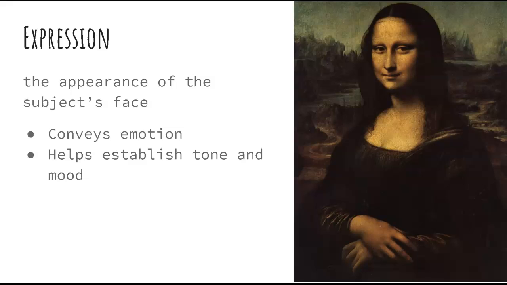Next we have expression. This one is probably the easiest for a lot of us to understand, and that's just the appearance of the subject's face, what they look like in terms of their facial expressions. Now these convey emotion, which helps establish tone and mood, but it can do a lot of other stuff too. So much, in fact, that I'm not even going to bother listing. If we look over here in our very famous work, the Mona Lisa, that expression is mega ultra famous. That slight smile, that look off to the side, that sense of mystery, that sense of peace and calm, all of that just comes from the facial expression.